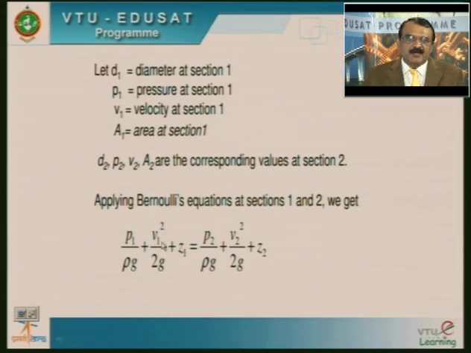P1 by gamma plus V1 square by 2g plus Z1 must be equal to P2 by gamma plus V2 square by 2g plus Z2. Remember, I didn't put this HL here, assuming that the fluid flowing in this case is an ideal fluid. Remember, we are deriving an equation for the discharge through the Venturi meter. That is the reason I made an assumption that the fluid flowing through the orifice meter is an ideal fluid, and that is the reason I didn't put this HL here.